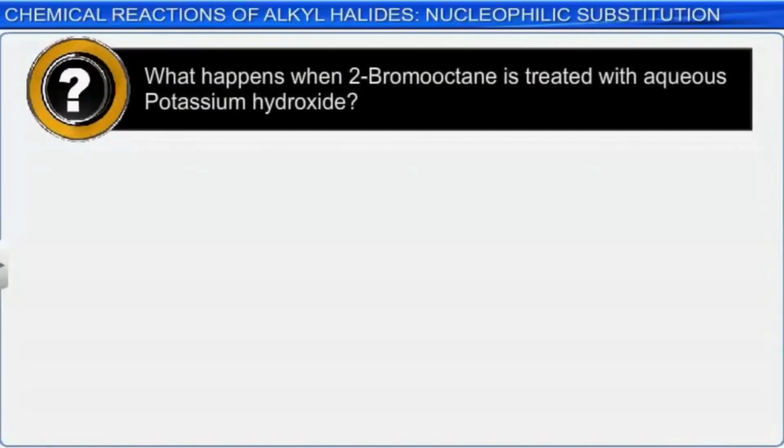Let's apply our knowledge of nucleophilic substitution reactions to a couple of problems. Try to answer them on your own before checking the solutions. What happens when 2-bromo-octane is treated with aqueous potassium hydroxide?